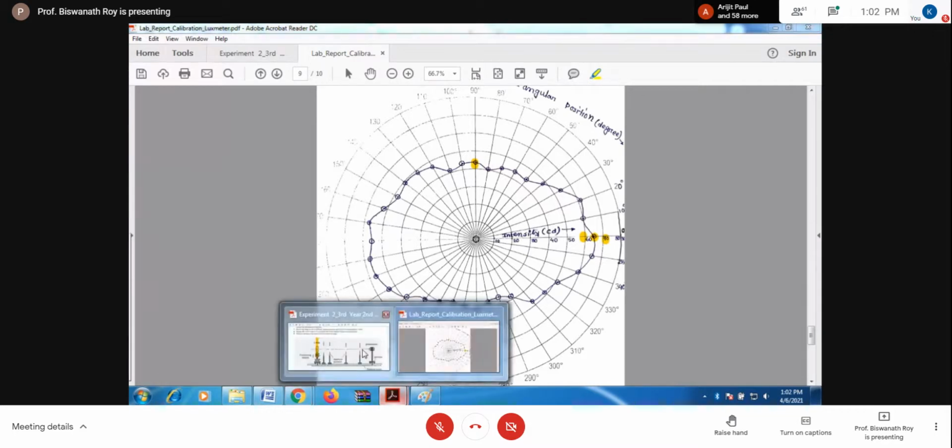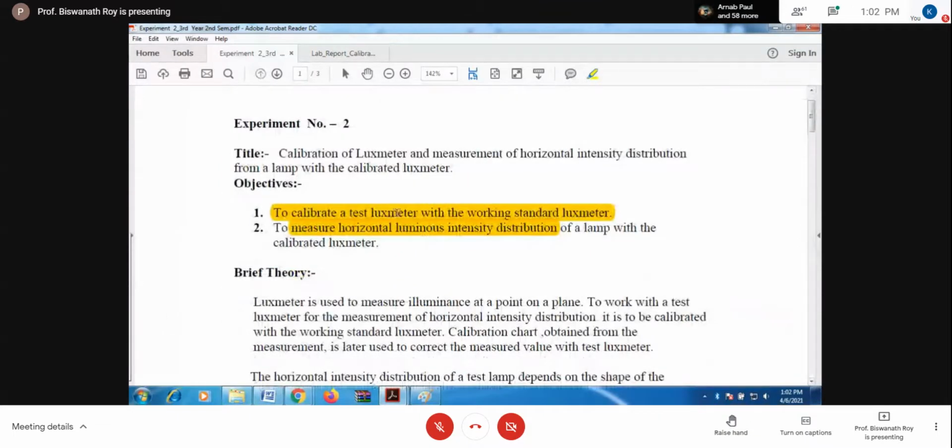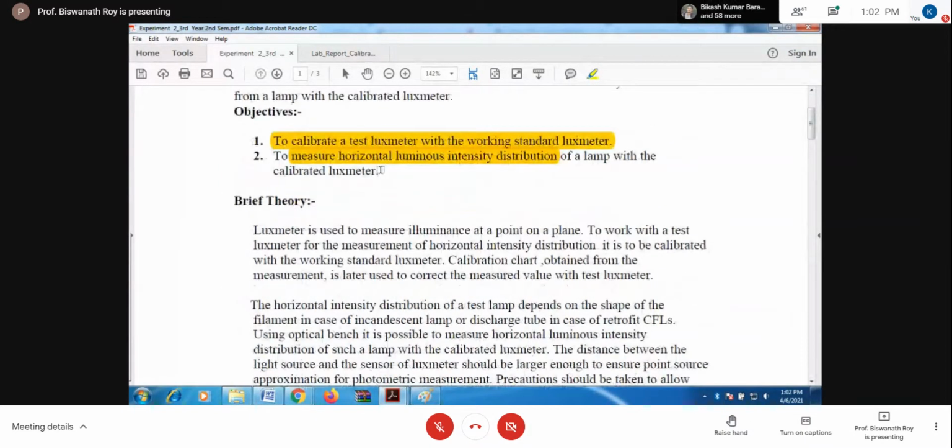So in this experimentation, we learned how to calibrate a lux meter with the help of a working standard lux meter, and then how to measure the horizontal luminous intensity distribution of a lamp with the calibrated lux meter.